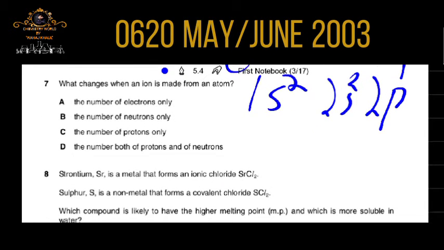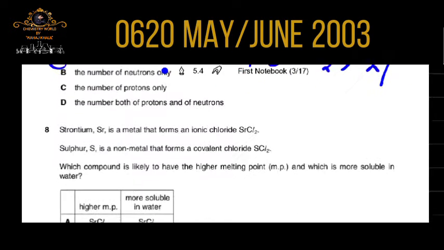MCQ number 7. What changes when an ion is made from an atom? The number of electrons only, the number of neutrons only, the number of protons only, or the number of both protons and neutrons. So it's option A. The number of electrons only changes when an ion is made from an atom.